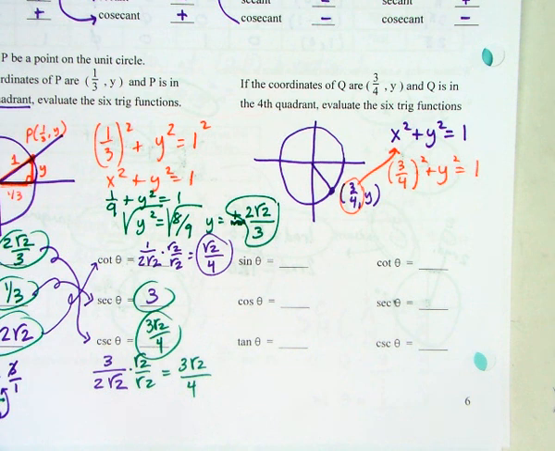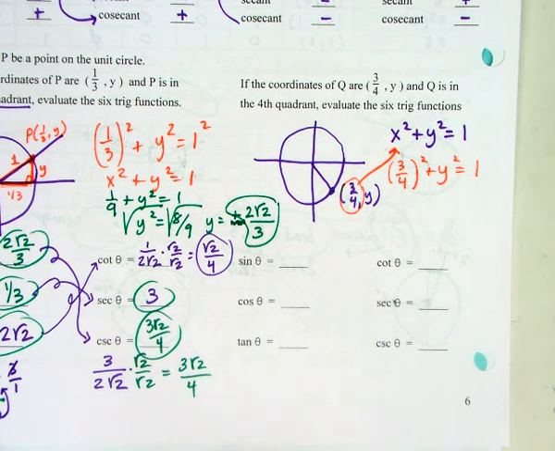What do you guys get for y? Yes, square root of 7 over 4. Is it positive or negative? Negative. Good. You should have gotten square root of 7 over 4. Let's see. If you didn't get that, we got to figure that out.